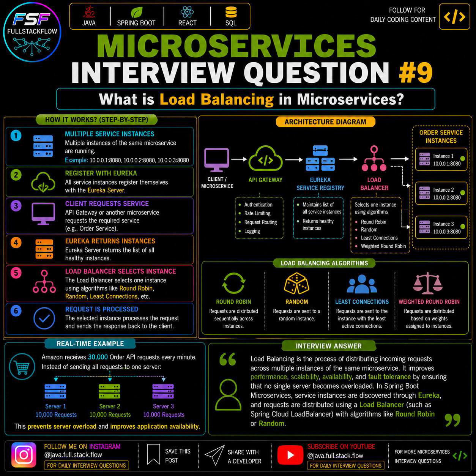To solve this problem, we create multiple instances of the same microservice. Instead of running only one order service, we run 3 or more instances. Example, order service instance 1, order service instance 2, order service instance 3. Now we need someone to distribute incoming requests among these 3 instances. This is called load balancing.